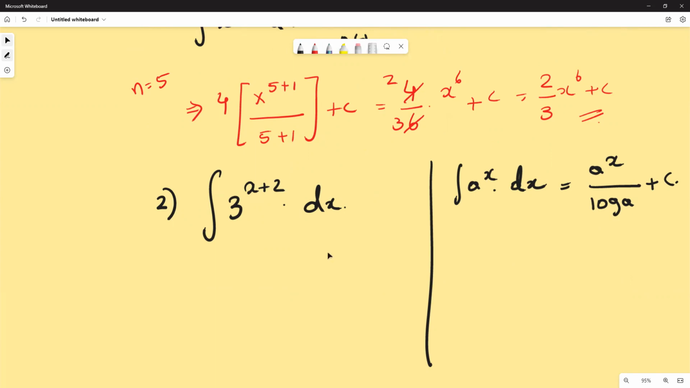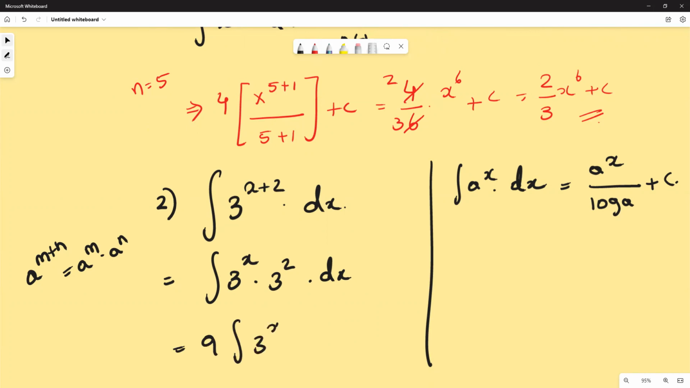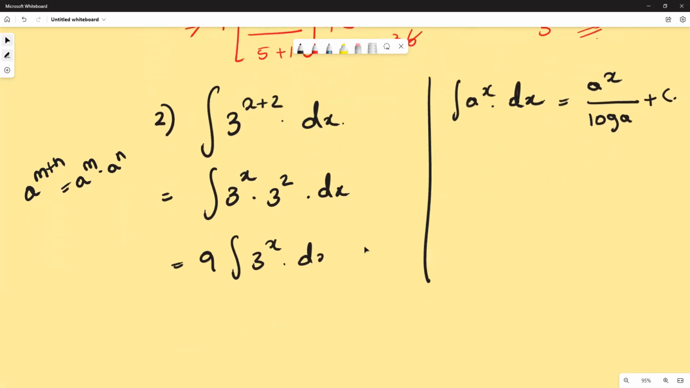If you see, I can use the identity a power m plus n is equal to a power m into a power n, and I can rewrite this function as 3 power x into 3 power 2. And the bases are the same, so I can add up the powers and get back the same function. Now 3 power 2 is a number which is 9. Bring it outside: 9 integral 3 power x dx. Now, in place of a, I have got 3, so a is basically 3.